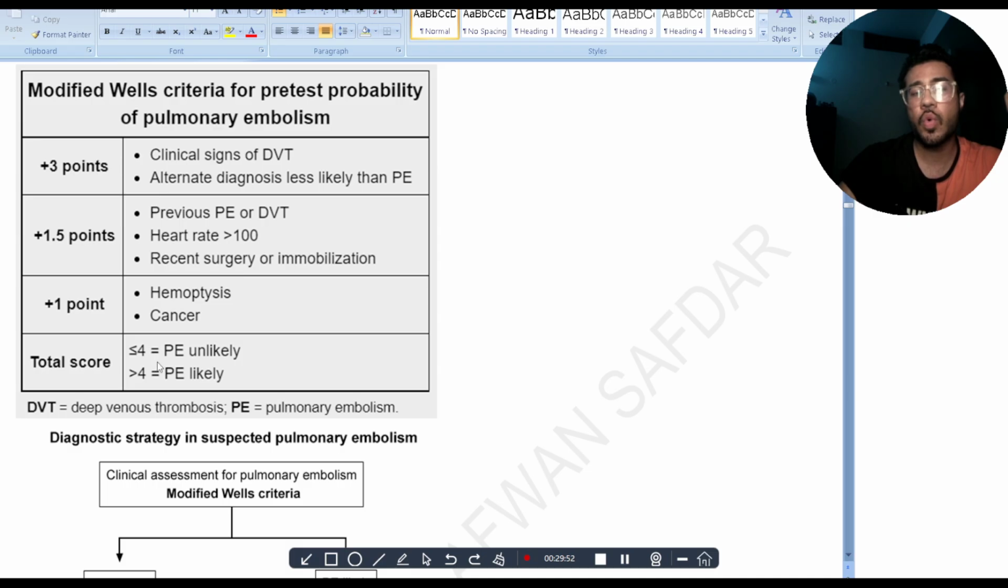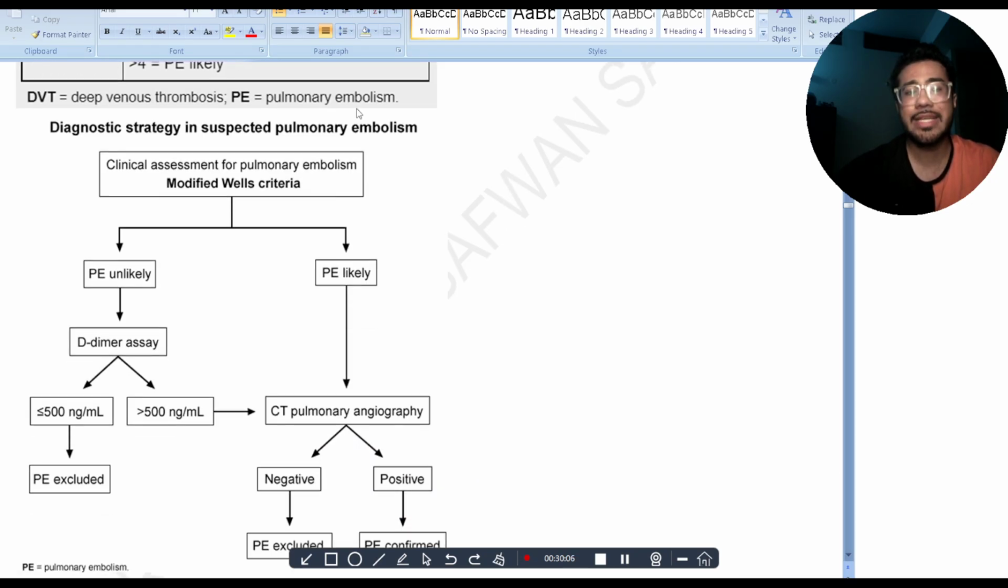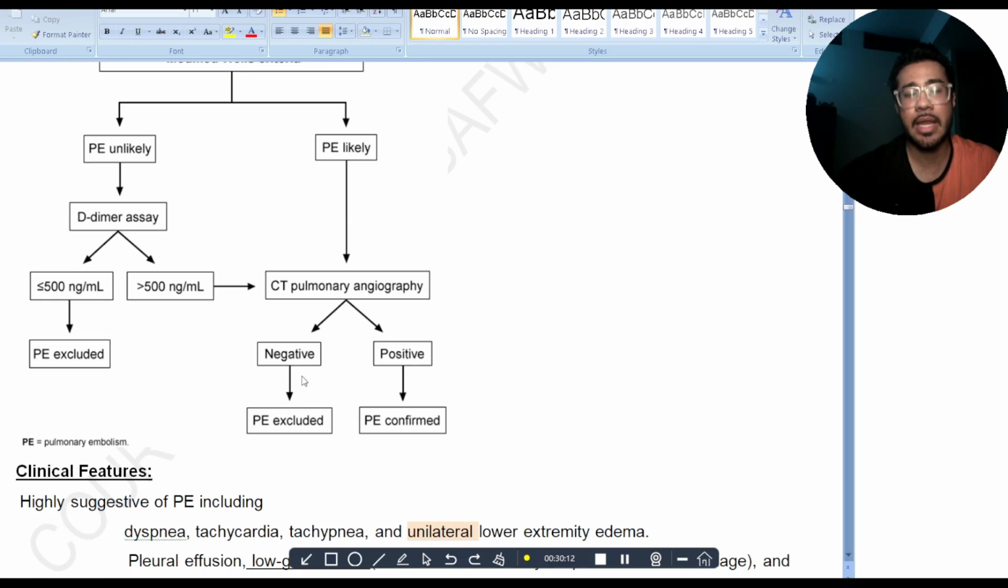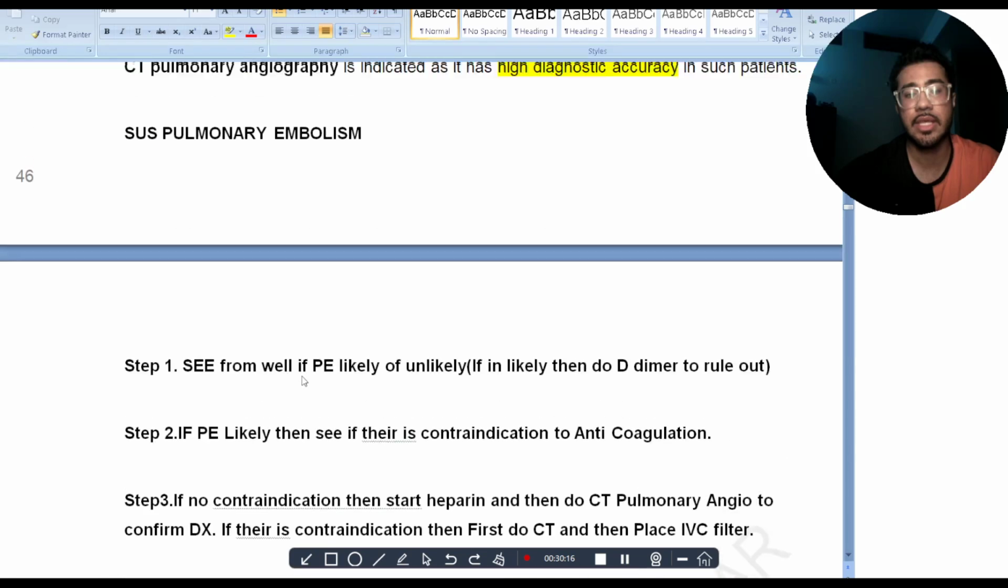So if the score is 4 or less, pulmonary embolism is unlikely. If it's more than 4, it's likely. Once you reach this point, where you know whether the embolism is likely or unlikely, that is when you move forward. So this is an algorithm which decides the treatment, and I am gonna summarize this algorithm really well for you guys.